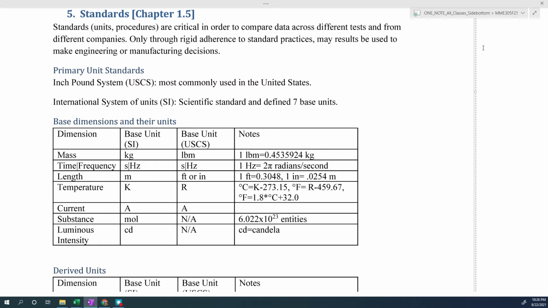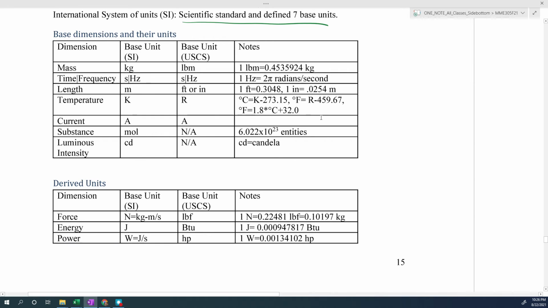So the two most common systems are the inch-pound system or the USCS system that's used in the United States, and then most of the rest of the world uses the international system, which is the scientific standard, and it's based off of 7 base units. Okay, so the base units are shown for your reference here. The base units are for mass, time, length, temperature, current, substance, and luminous intensity.